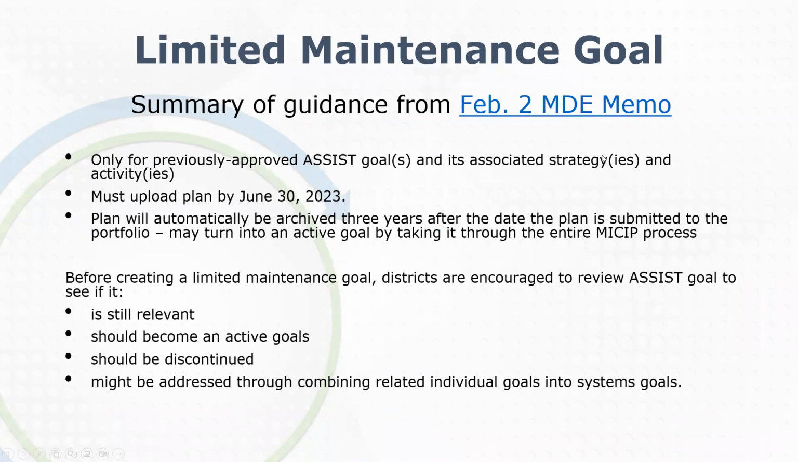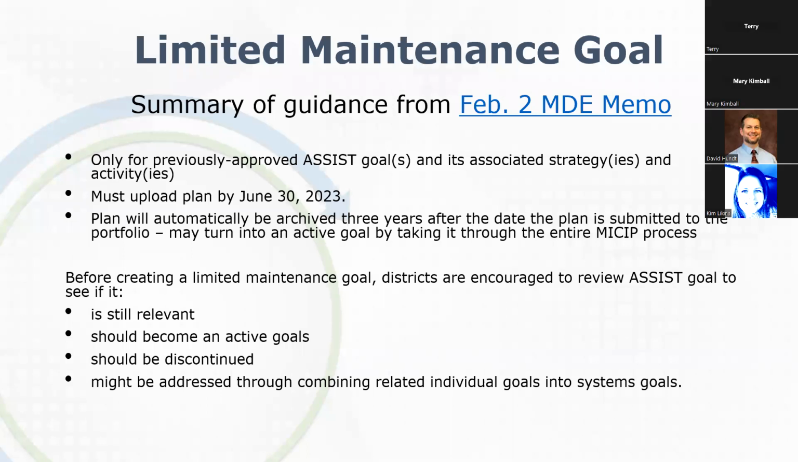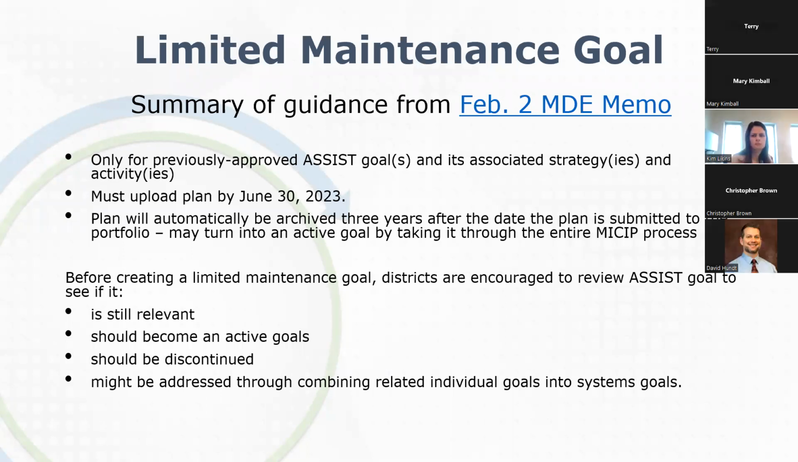So as I had mentioned about the February 2nd memo, that guidance is in there. If you want, use that link to really read the specifics. But here are the highlights that we want you to know. A limited maintenance goal is only for previously approved assist goals. So that would mean that if you have a new goal, you can't put it in a limited maintenance goal. That has to be an active goal. But those of you who have the assist goals and want to bring them in, then you would also bring into that limited maintenance goal the strategies attached to that and the activities.